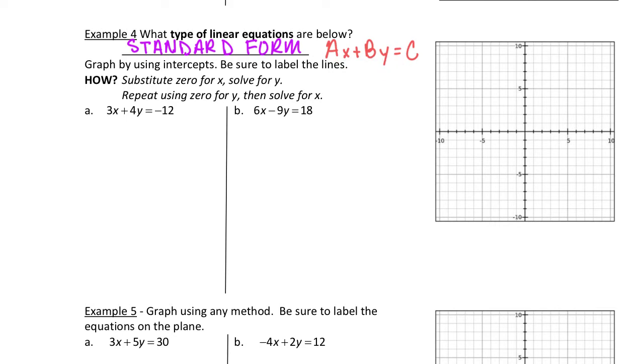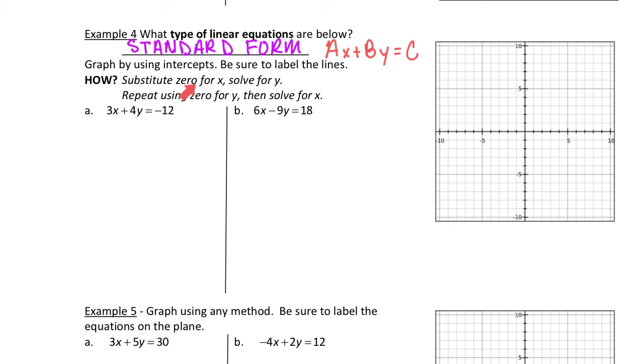Now notice that a, b, and c are in capitals. That's because those can never be fractions or decimals. You'll always see them as integers. So for example, our a value here would be the 3, the b is the 4, the c is the -12. How we use these when graphing, we're going to substitute 0 for x and then solve for the y.